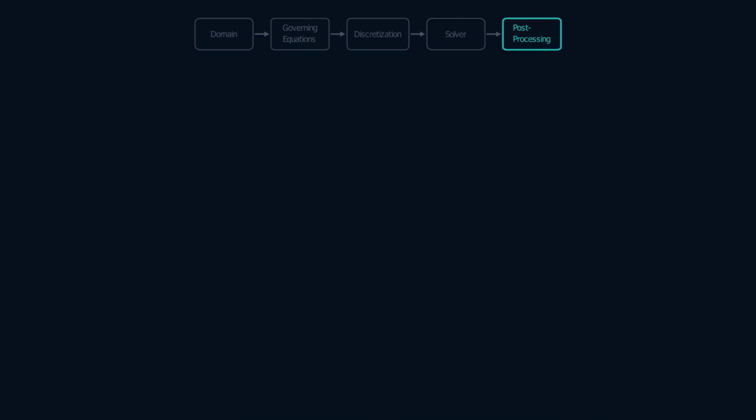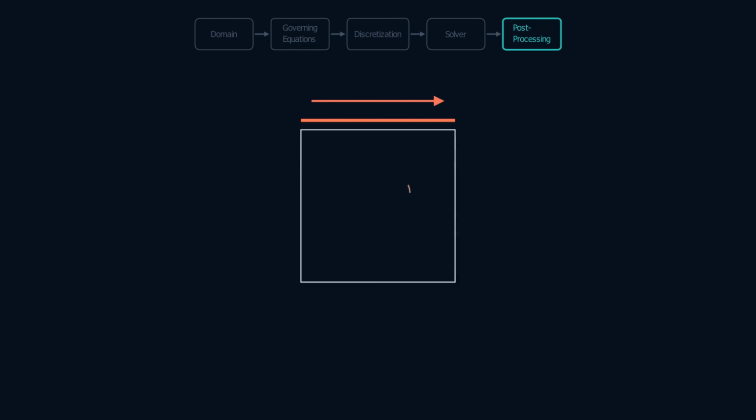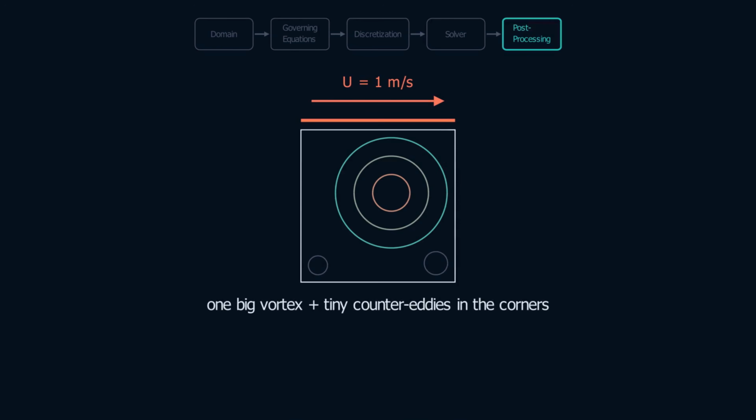Phase 5. Post-processing. A converged array of spin values means nothing to a human until we draw the streamlines. Before we plot, predict: the lid drags fluid right, walls turn it, so one big vortex fills the box. Its center is pulled up and toward the lid's motion, with tiny counter-rotating eddies trapped in the bottom corners. If the plot doesn't look like this, something is wrong.